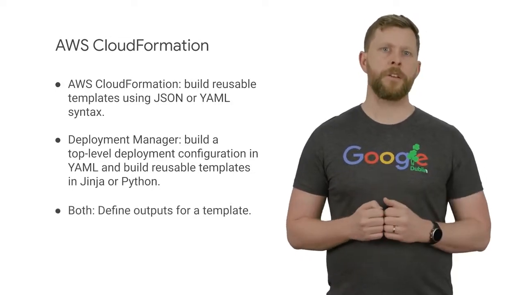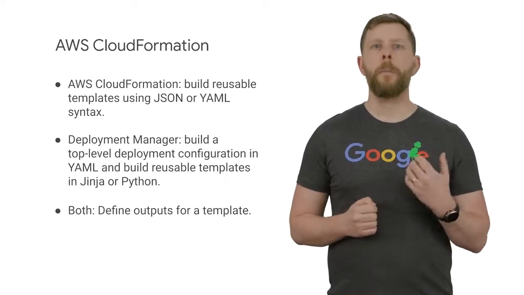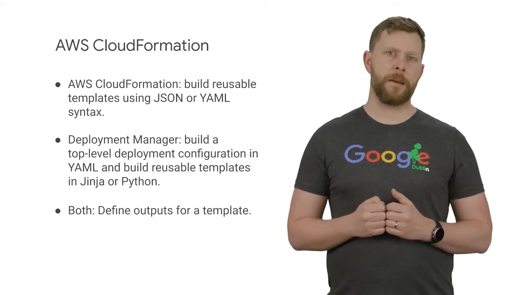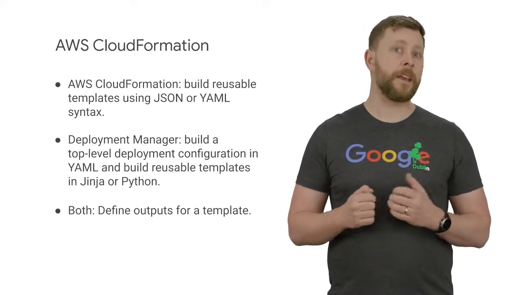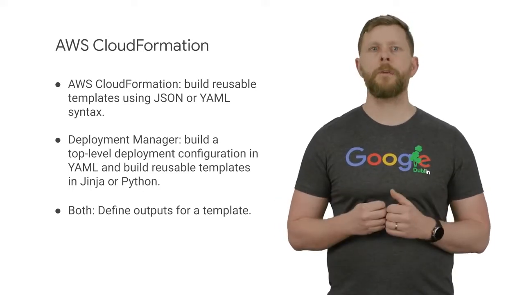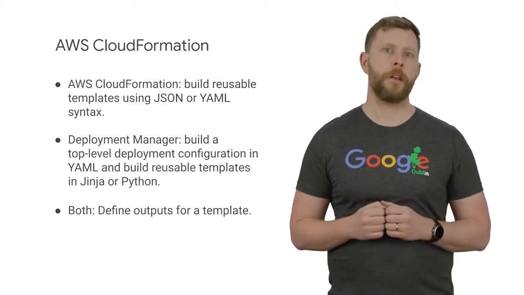AWS CloudFormation and Cloud Deployment Manager both enable you to define outputs for a template. For example, you can expose the IP address of a database created in a template so that users can easily reference the IP address when creating their own templates.